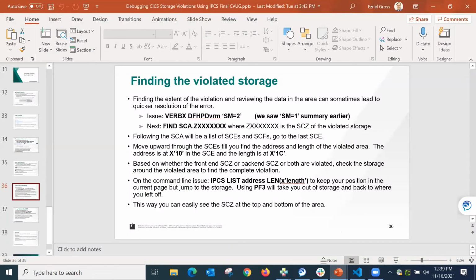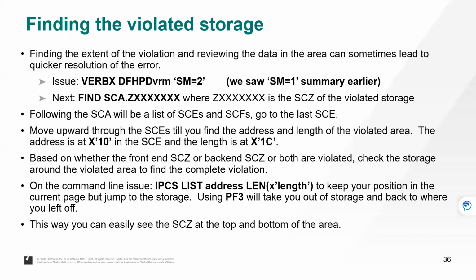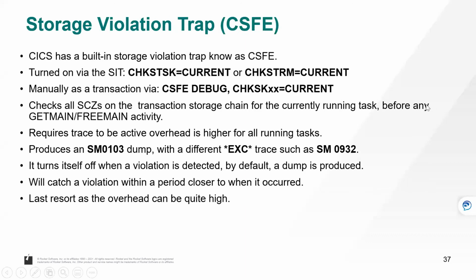And the instructions are right here on this page. That's exactly what I did. And so hopefully that'll help you find the violation. If that doesn't help, you can also use the storage violation detection routine, CSFE. The use of CSFE just allows you to capture storage violations earlier, right? You can use check task storage current, or for terminals, you can use check strum current, right? Obviously, task is the one that I tend to use.